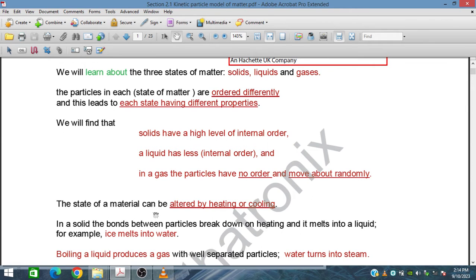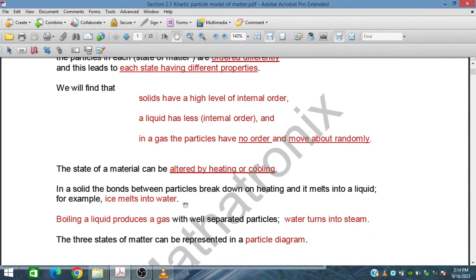The state of a material can be altered by heating or cooling. In a solid, the bonds between the particles break down on heating. When a solid is heated, its bonds break down, and as a result it melts into a liquid. For example, ice melts into water. This is a heating process.